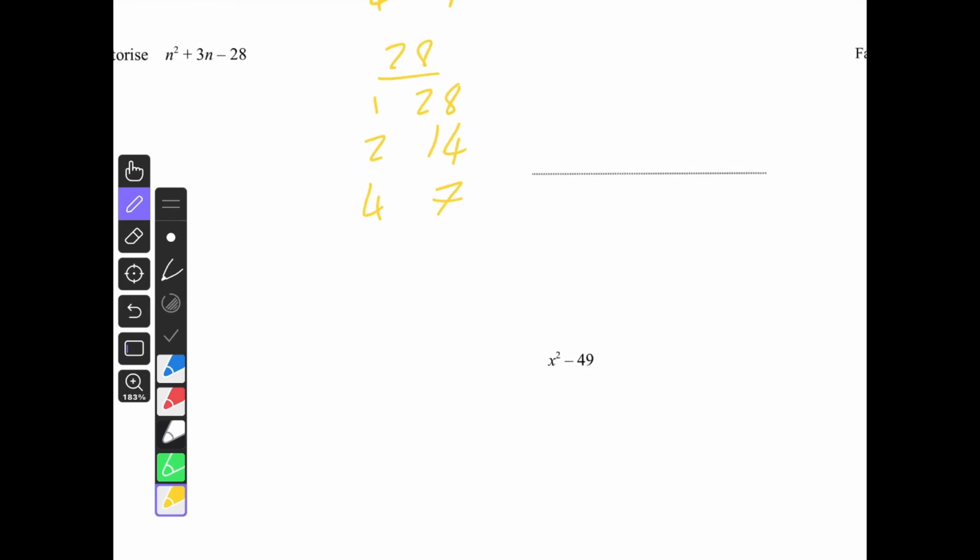So over here, you'll be doing n plus 7, and then n minus 4. 7 minus 4 will be positive 3. 7 multiplied by minus 4 will get minus 28.